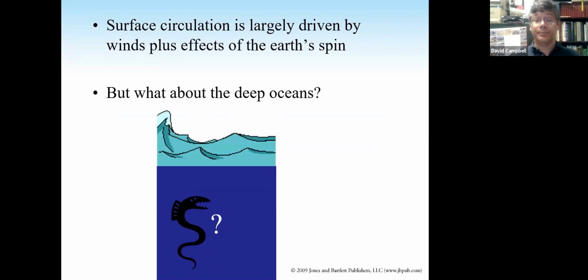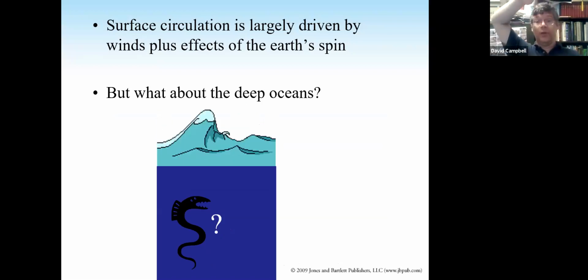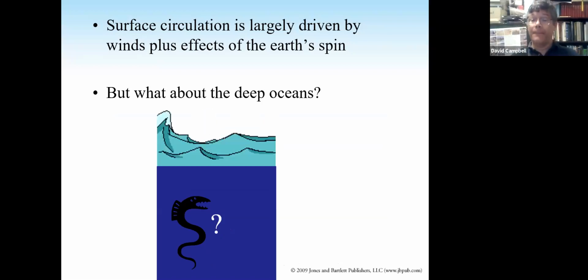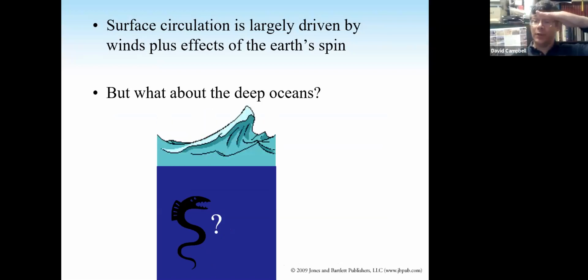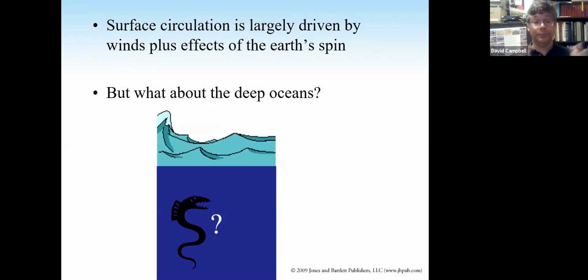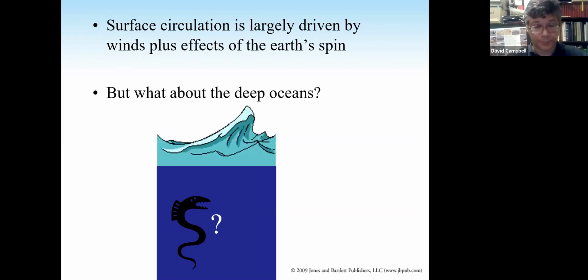As we noted, wind blowing on the surface tends to get our currents going up there, but due to friction, things get weaker and weaker as we go deep. What's going to move things in the deep ocean?